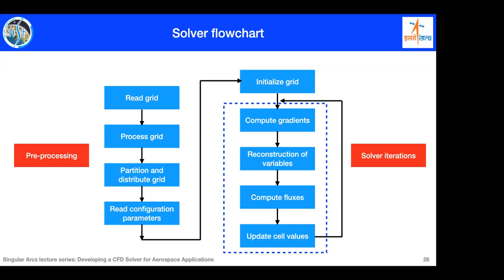Now, whatever we saw earlier can be combined into only 4 steps. First is computation of gradients. These will be used for reconstruction as well as viscous fluxes. Once we compute gradients, then we reconstruct the variables for second order accuracy. If we want only first order accuracy, then this step can be avoided. Then we go to computation of fluxes, that is convective and viscous, and then we go to update. That update can be explicit or implicit, and we keep on doing this till we get convergence.